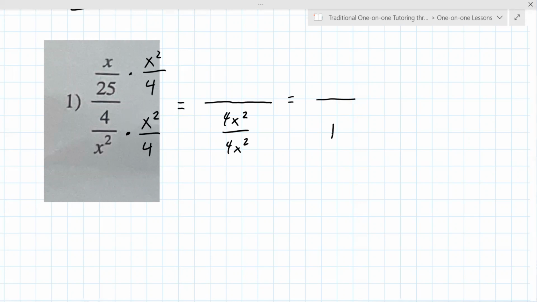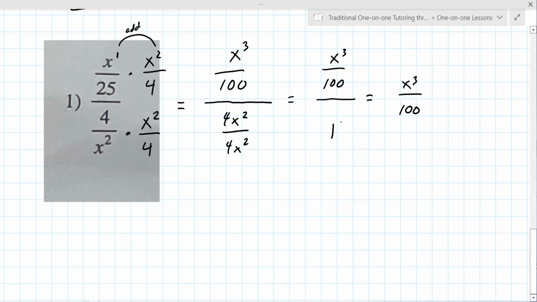Now on the top, if you haven't done this in a while, you multiply the tops and then you multiply the bottoms. Now I know in our examples that I gave you earlier, there were cancellations. We should see those in the next problem, but for this one, there are no cancellations. It's x to the power of 3 because you add the exponents. And 25 times 4 is 100. So it's x cubed over 100. Anything divided by 1 is just itself.